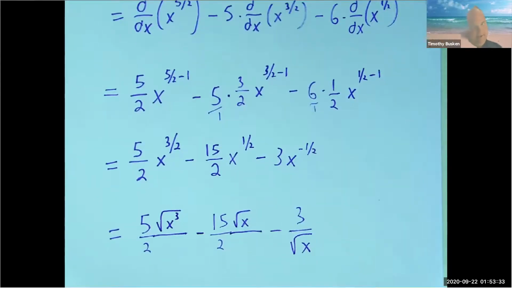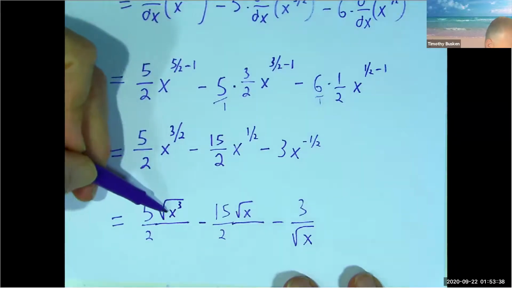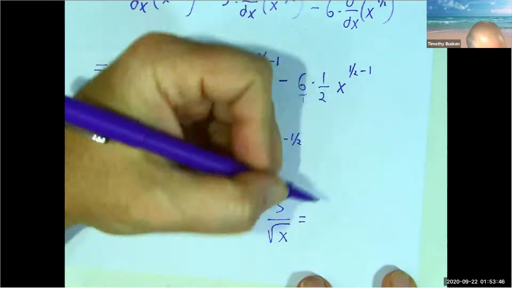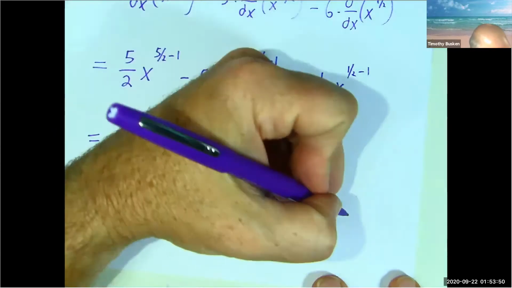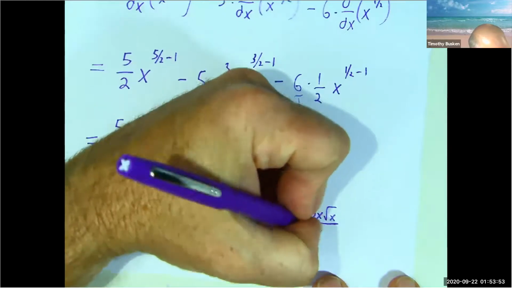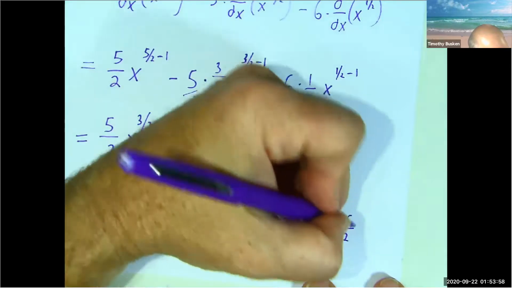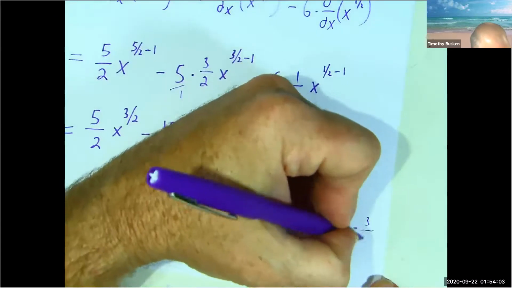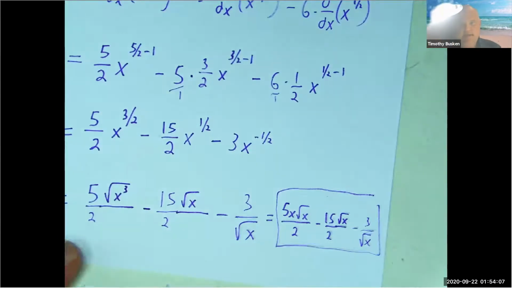I mean, it's not very nice looking. In fact, it's fairly nasty. You can even factor an x out from underneath this square root here. And you could write the final answer as 5x times the square root of x over 2. It's pretty nasty looking stuff. Minus 15/2 times the square root of x, minus 3 over the square root of x. So something like that, I would say.